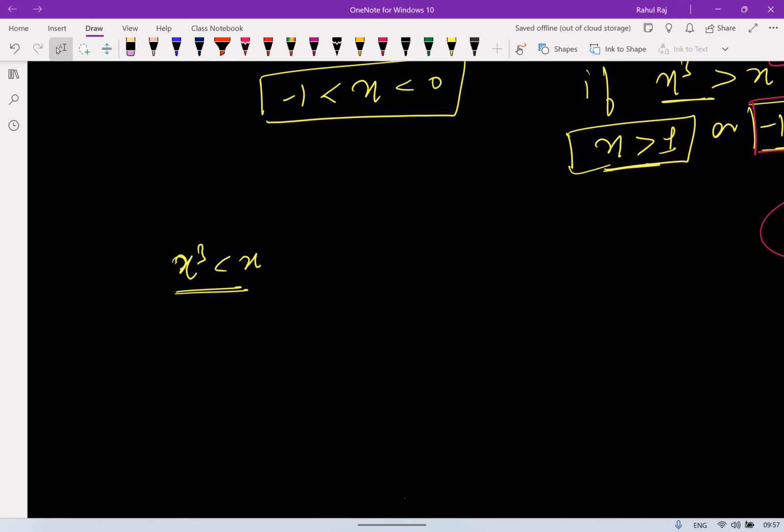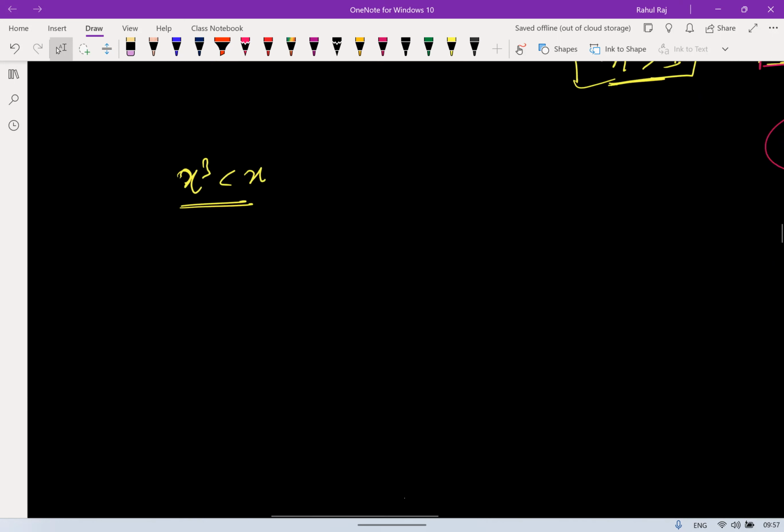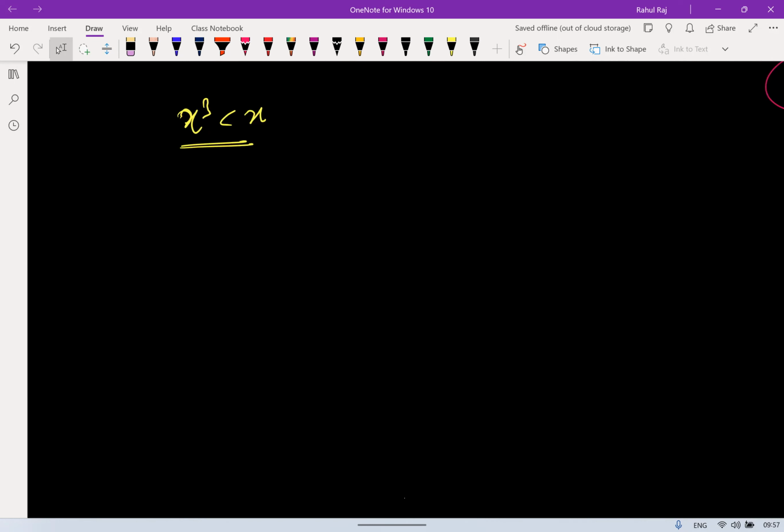So you break it down into x minus 0 by x square minus 1. Then for x square minus 1, we use the formula we learned before, x square minus a square equals x minus a into x plus a. So then you get x into x minus 1 into x plus 1 is less than 0. Is that making sense? And that's why you get x lies between -1 and 0.